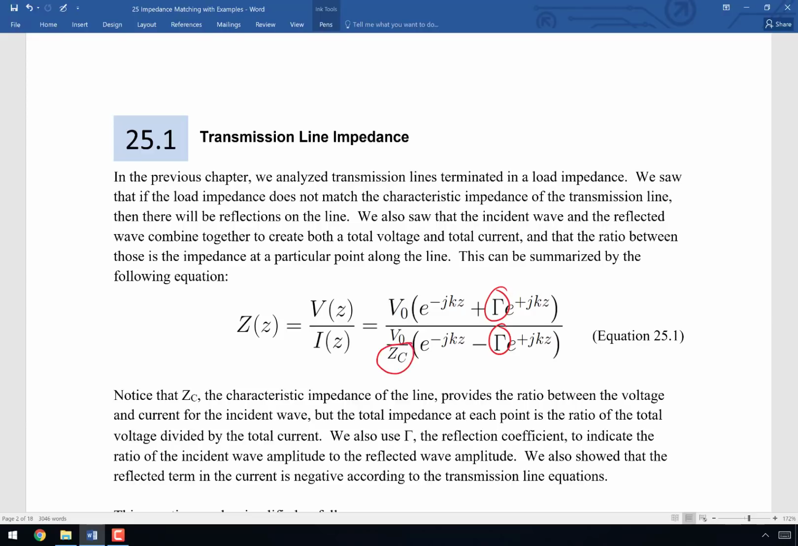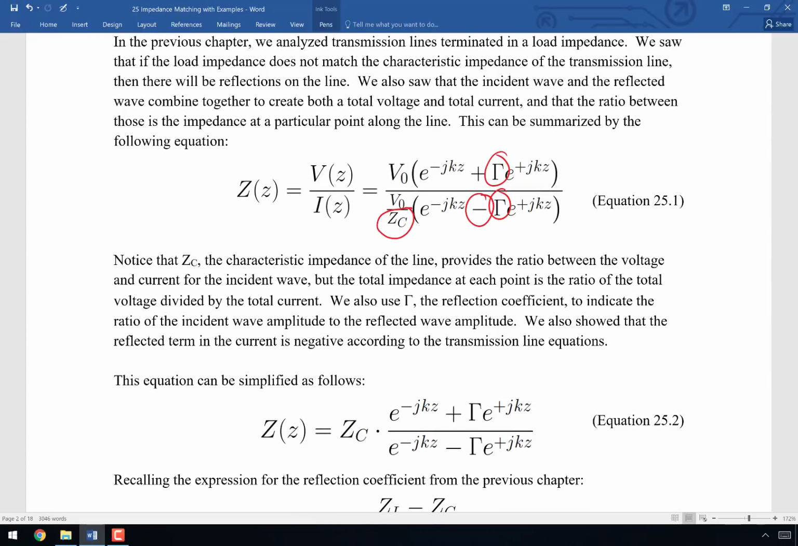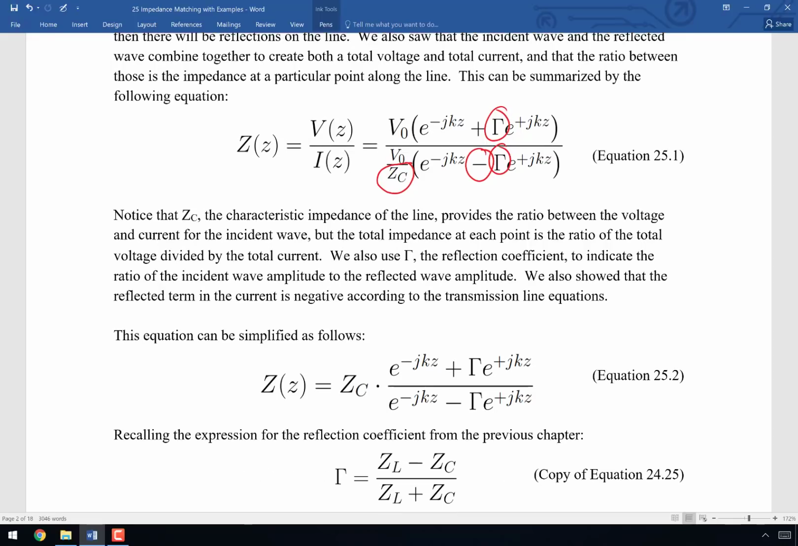And then I have the characteristic impedance of the line, which shows the ratio between the voltage and the current. And don't forget that this negative sign indicates that the reflected current is going to have an extra negative sign. We actually saw that in chapter 24, and I just want to remind you of that. So equation 25.1 can be simplified a little bit, and you can see equation 25.2, where we've canceled out the V sub zeros, and the Z sub c, which was in the denominator of the denominator, moved up into the numerator. As a matter of fact, we've moved it out entirely of that fraction. So now we have a good solid expression for the impedance at any point.